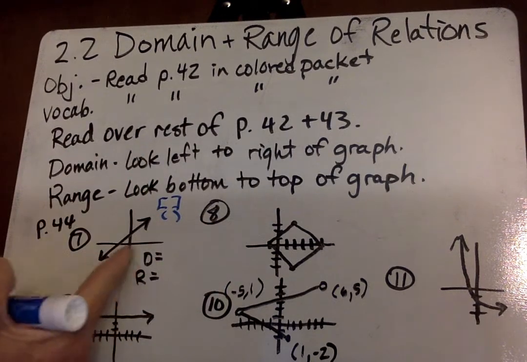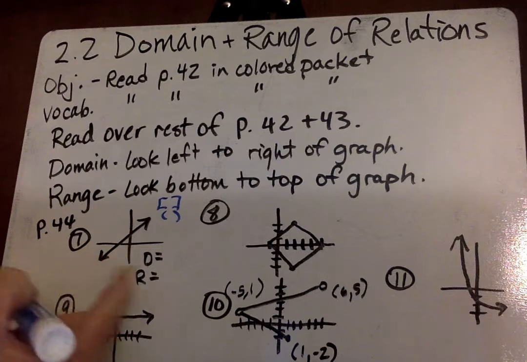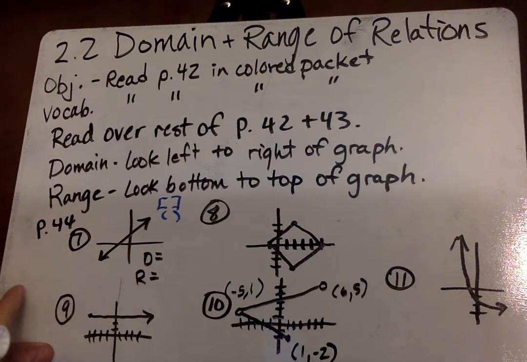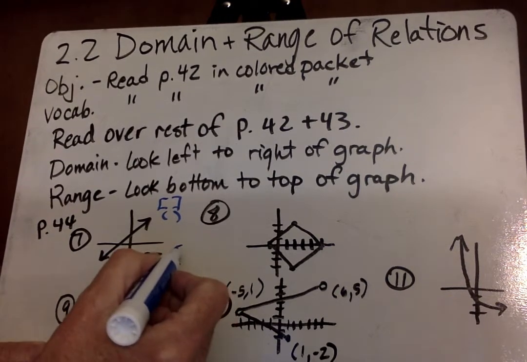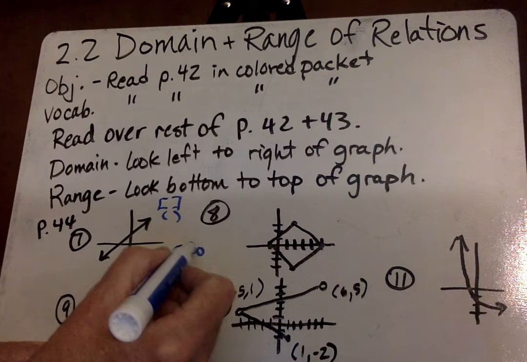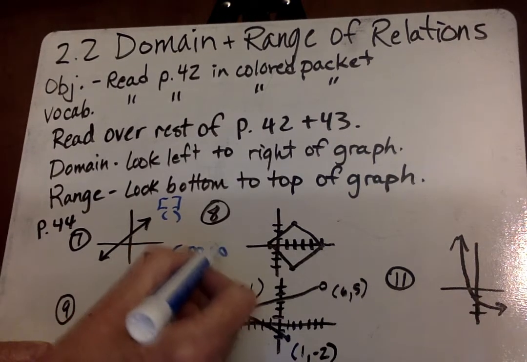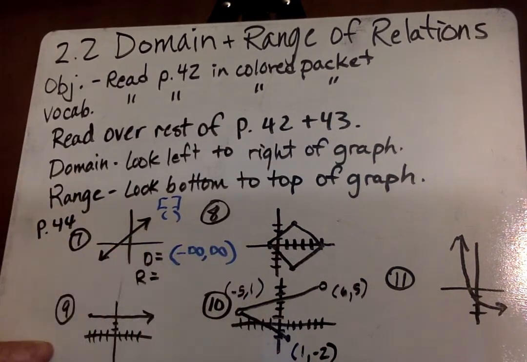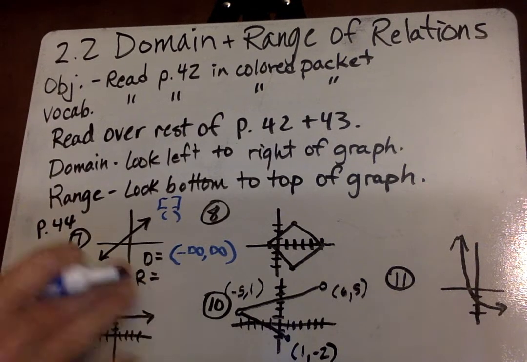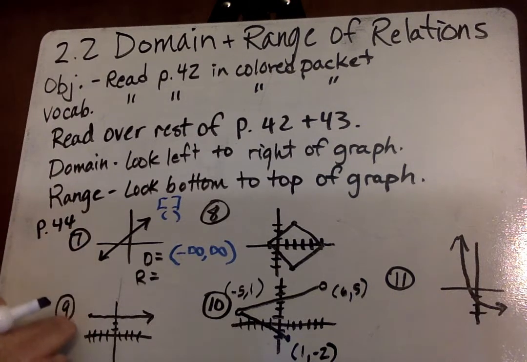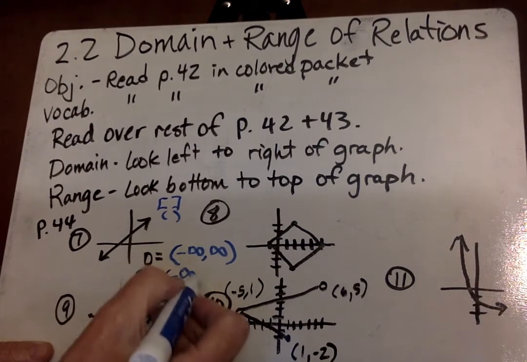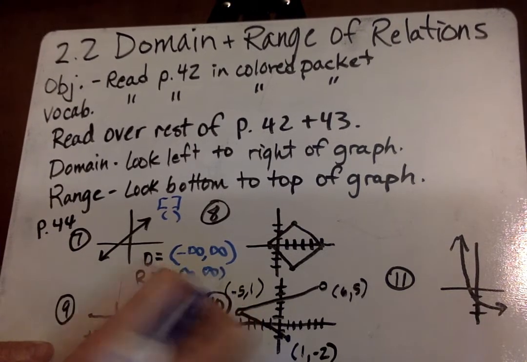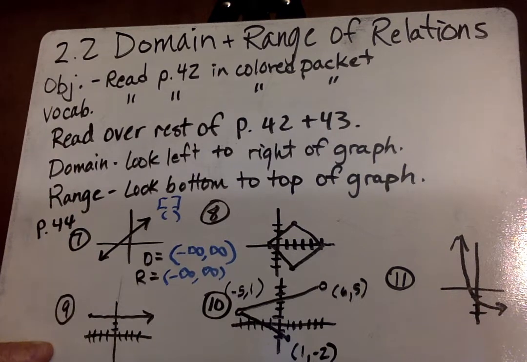But here, for the domain, we're going to look left to right, and we're going to say this can go from negative infinity to positive infinity. So again, when you put infinity, you want the lowest number and then the highest number. And you put parentheses for infinity because you can never quite reach there. The next one, we want to put the range, lowest to highest. This is going to go low to high. Guess what? It's going to be the same, negative infinity, positive infinity. Okay, and there you have it.